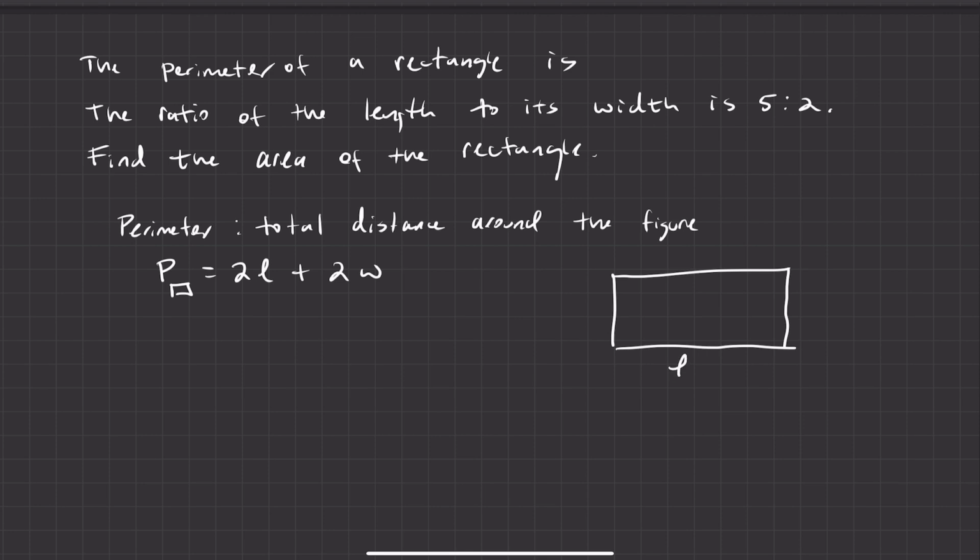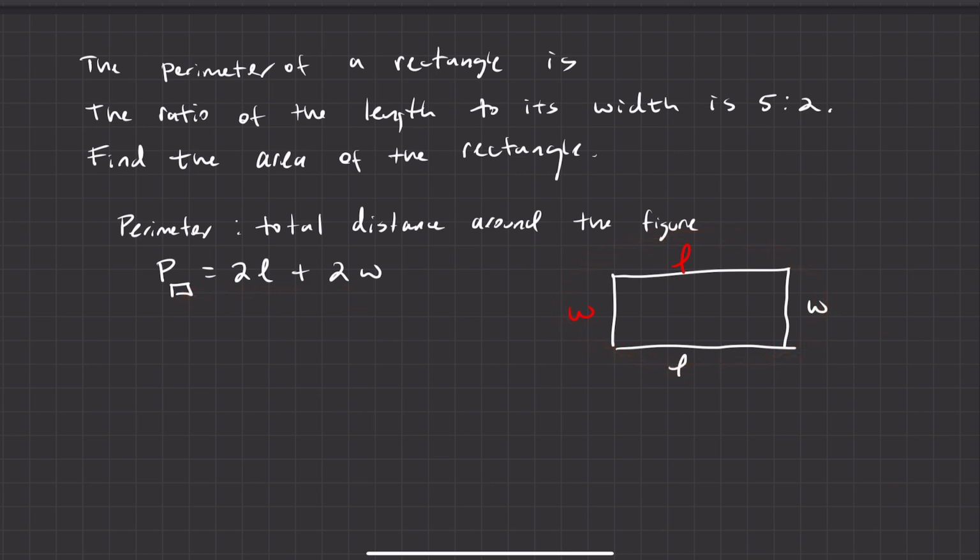We call this side the length, and we call this side the width. If this is the length, this is also the length, right? So I call that the length, and then here's my width, so that's also the width. So how many L's do I have and how many W's do I have? Well, I have 2 L's plus 2 W's, so you add them up, you get your perimeter here.